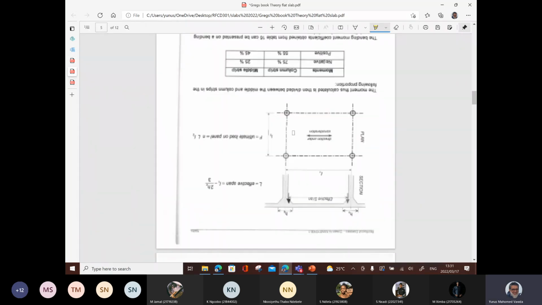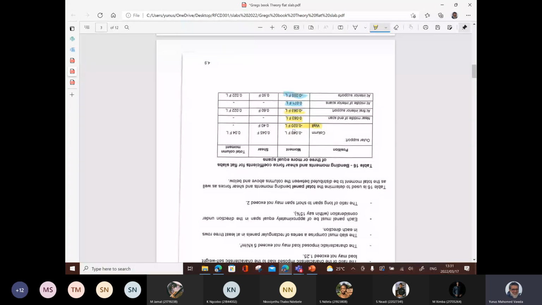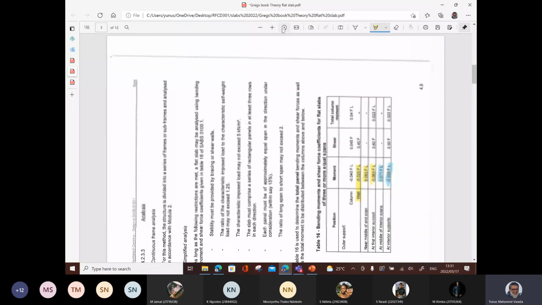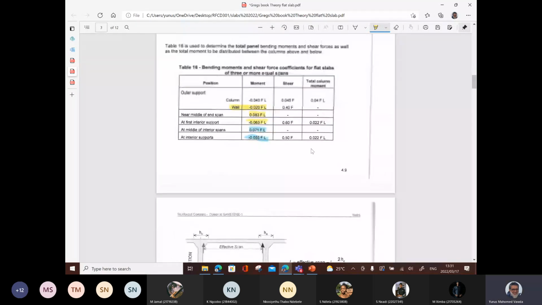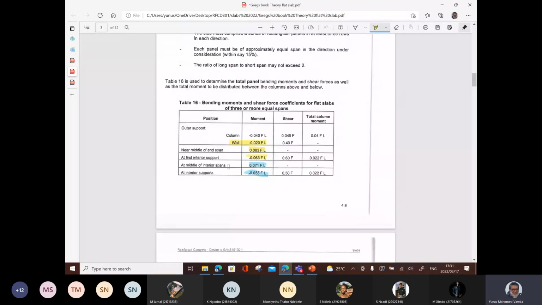So what I'm saying to you is, turn it around. Okay, so this table here, you see that middle of interior spans, I said the blue ones are applicable to the long span and the yellow ones are applicable to the short span. So just remember that.